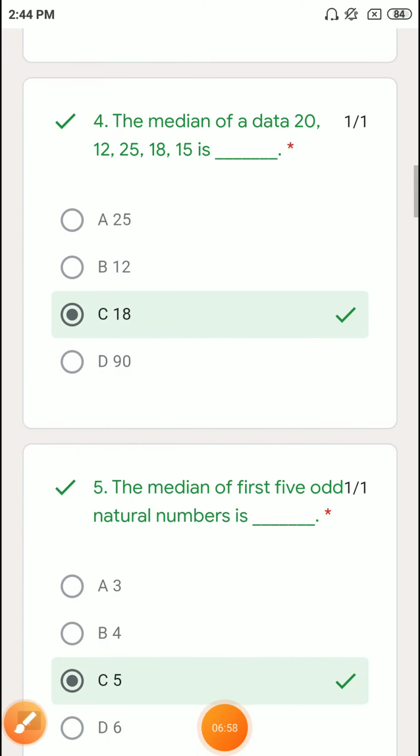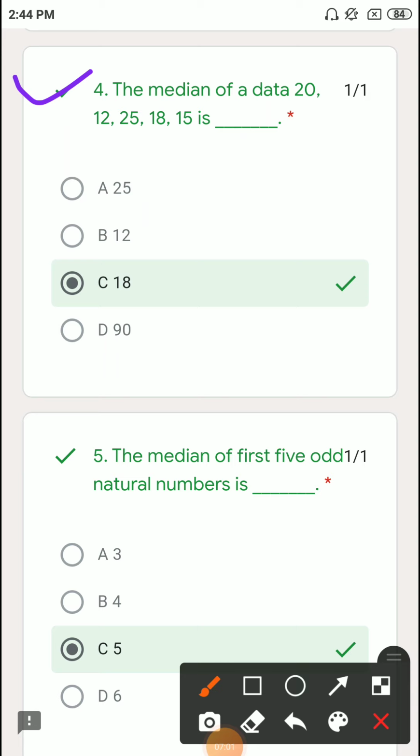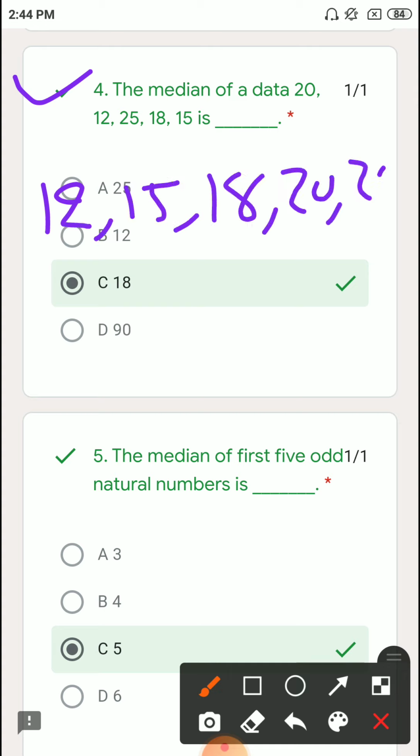After that, question number 4, the median of a data. For finding the median, our first work is to arrange the data either in ascending order or in descending order. So here we go for the ascending order. First of all, the smallest number is 12, after that 15, after that 18, after that 20 and after that 25. Smallest to biggest, this is the ascending order. So first of all we need to arrange the numbers into ascending order. Now we can directly find the answer, exactly the center number, this is our answer of median.